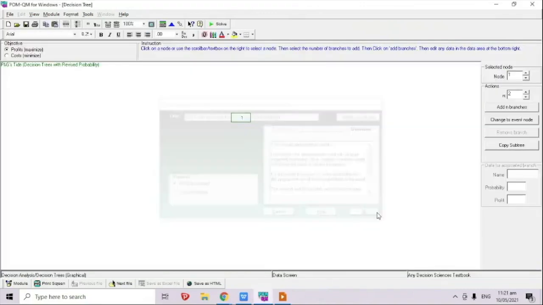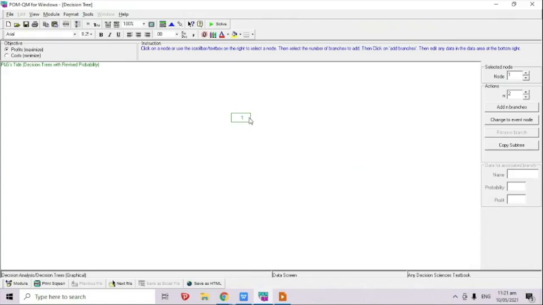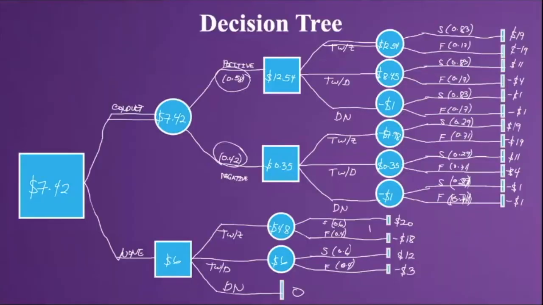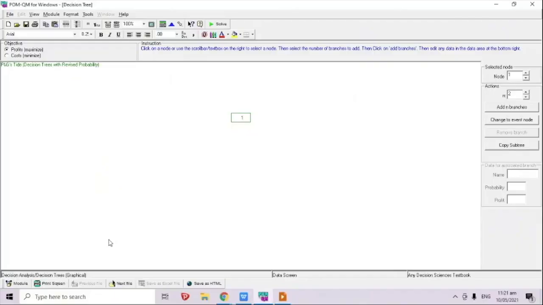Then click OK. After clicking OK, as you can see, we have this square node. Again, the square node is what we call the decision node. As you can see on our graph, we have conduct and none, meaning not to conduct the survey. So we have the chance node or event node and the decision node. After this, we should branch this out into two, so we will have two branches.